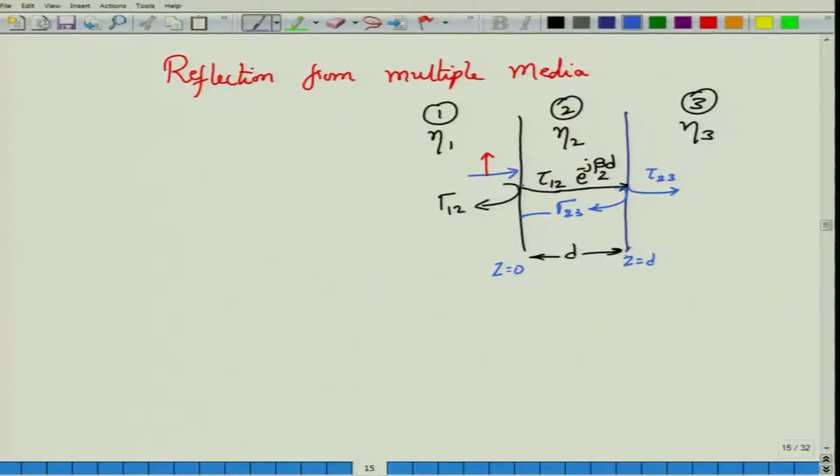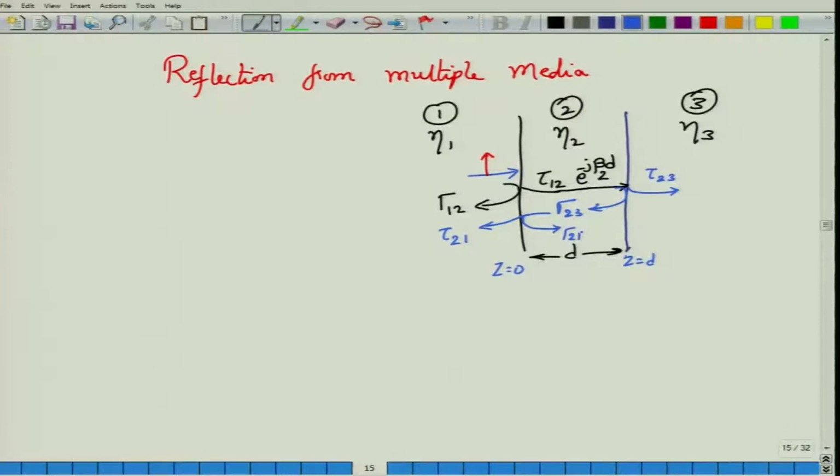While the wave is travelling back, it picks up another phase factor of e power minus j beta 2 d. Thus, if you are looking from the boundary between 1 and 2, the wave has actually completed a round trip propagation with a total phase change of 2 beta 2 d, that is, e to the power minus j 2 beta 2 d. But at this point our work is not complete because you will have a reflection back into the second medium and a transmission into the first medium. The transmission into the first medium from the second medium will be denoted by the coefficient tau 21 and the reflection coefficient here is gamma 21.